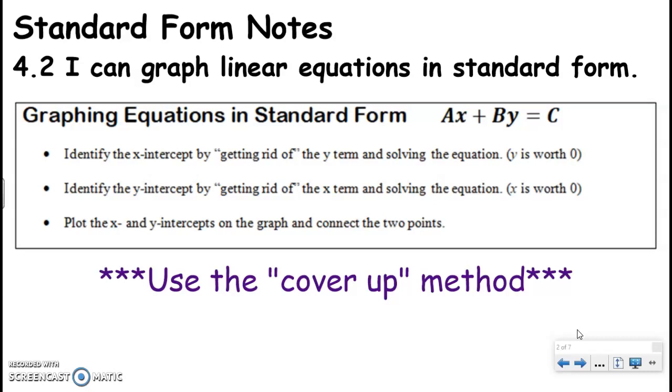So what you're going to do is identify the x-intercept by getting rid of the y term, which means you're plugging in 0. And then identify the y-intercept by getting rid of x, or plugging in 0. And then plot those and connect the 2 points.